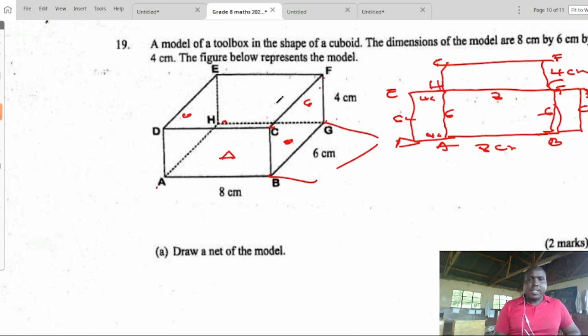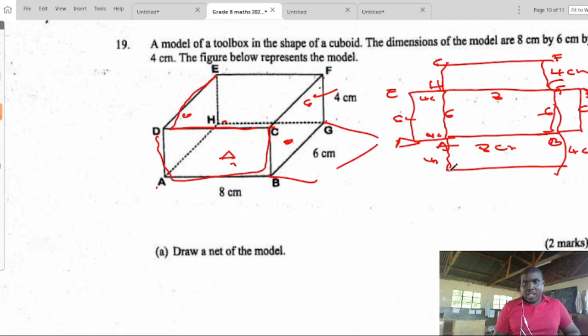Now we have drawn this one, and we have the top remaining. This one we have not drawn. So let me draw this one here, yenye iko kwa B hapa. Nitaleta hivi na hivi. Hapa ni 4 cm, 4 cm. Sasa nitachora hii ya juu hapa ambayo ni mrefu. Hapa ni 8 cm. Hapa ni 6 cm, 6 cm. Na hii itakuwa F, hii itakuwa E.